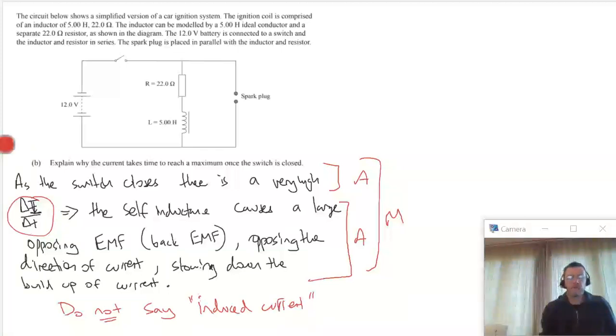There's no current induced in the other direction. There is a voltage induced that reduces the current going in the first direction. You might get away with it if you made it really clear that the induced effect and the direct effect from the battery netted off against each other to leave a total current in one direction, like a hypothetical current being induced in the other direction, but I just don't want to go there really. Okay.